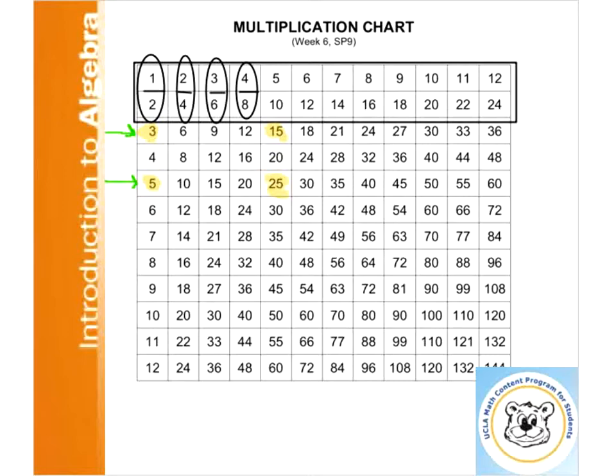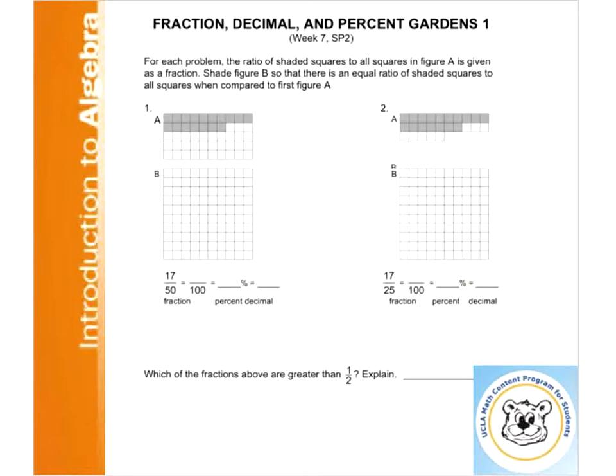Okay. All right. Perfect. Let's go ahead and move on to lesson 7.1. In this lesson, the students are going to convert fractions to decimals and percents using the replicating method that we introduced in week 6.1. And they're going to use this 100 square grid as well to convert fractions to decimals and percents. Okay. So let's look at number 1.